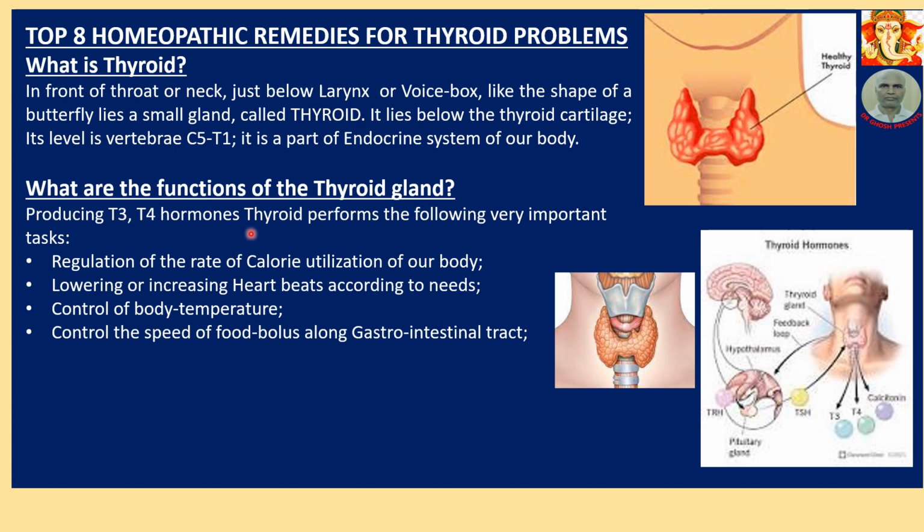What are the functions of the thyroid gland? Producing T3, T4. Actually, the thyroid produces three hormones: T3, T4 and calcitonin. Calcitonin is exclusively for calcium and bone metabolism. But T3, T4 perform a lot of high level functions. Look at some functions. Regulation of the rate of calorie utilization of the body. Lowering and increasing heartbeats according to needs. Control of body temperature. Control of the speed of food bolus along the gastrointestinal tract.